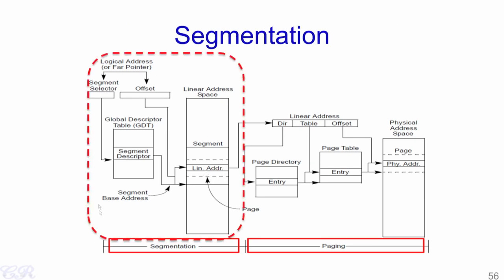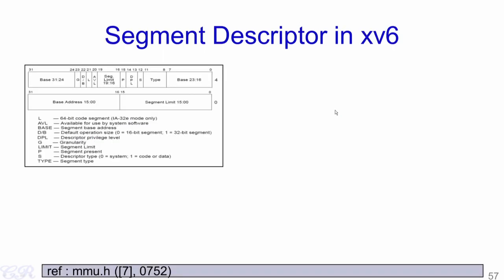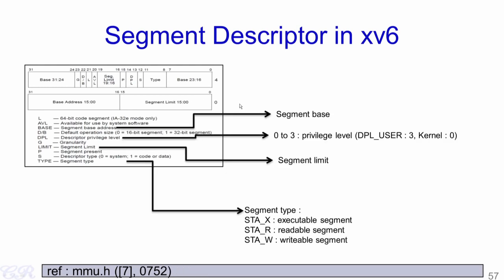So, let us look more about how segmentation is handled in the xv6 operating system. First of all we will look more into the segment descriptor. Each segment descriptor in an x86 system has 64 bits. So, these 64 bits can be viewed as two words of 32 bits each. This segment descriptor contains several attributes of the segment. Some of the important attributes are as shown over here.